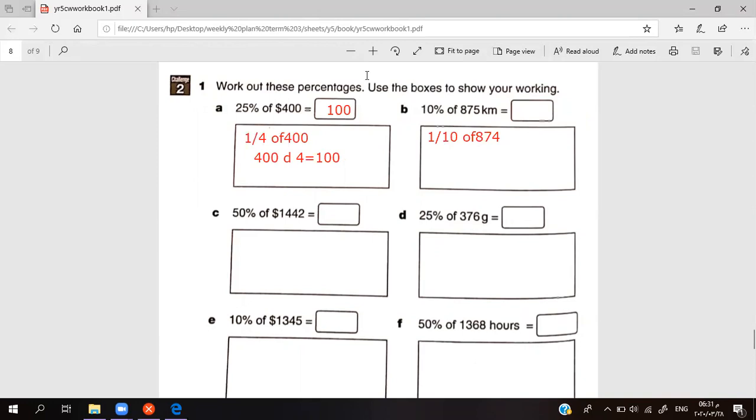How can I do that? I will do that by dividing the number by 10. I will move my decimal one place. So 875 divided by 10 equals what? The decimal will move, so it's going to be 87.5. I'm sorry, here is a 5, not a 4.